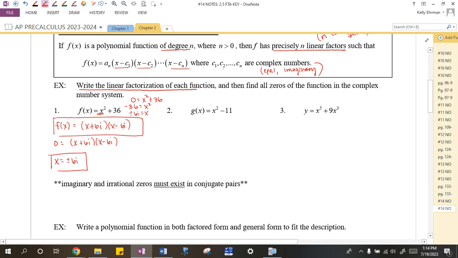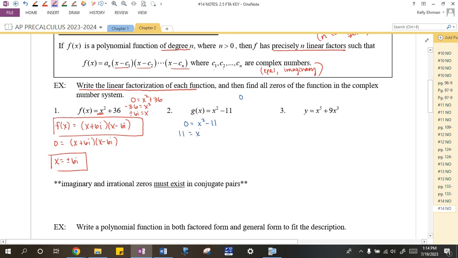So factorization is with the parentheses. The zeros are the answers for x. Kind of the same thing on this one. Normally we would say x squared minus 11 is prime. It doesn't factor, but really we can break it down into its linear factors. Let's find the zeros first.